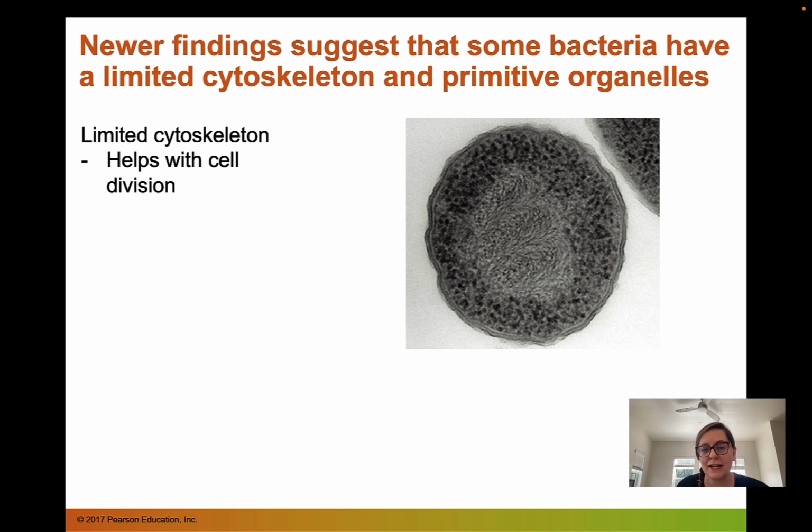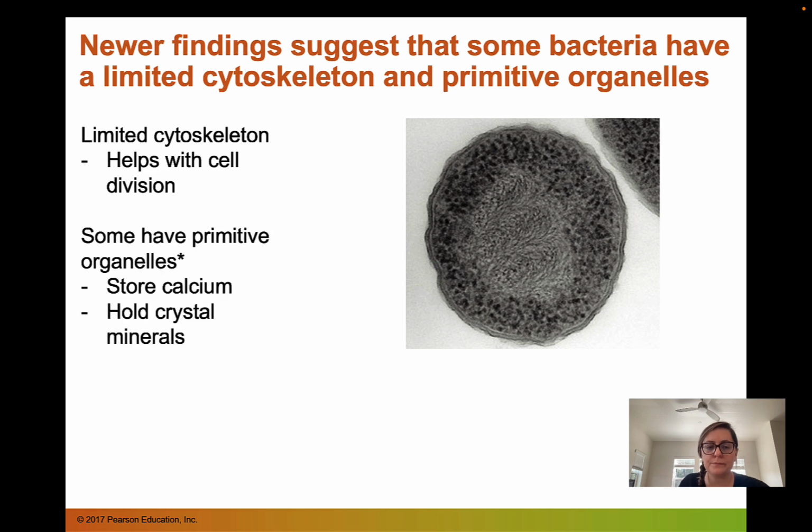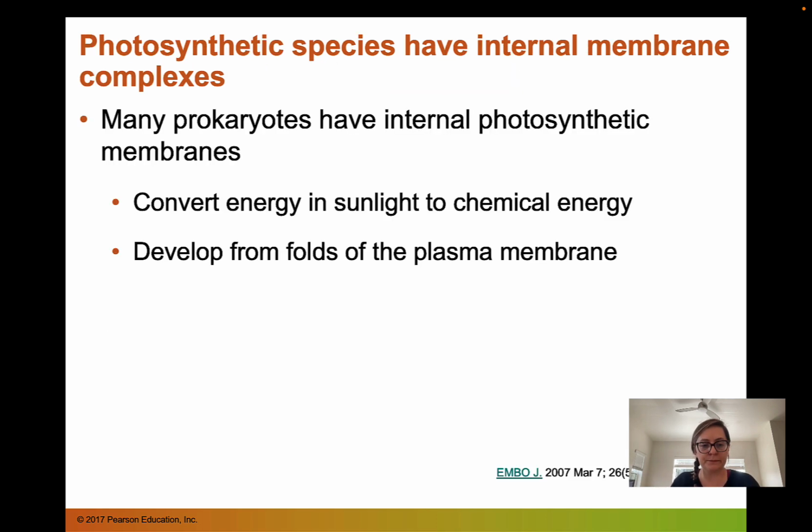So the limited cytoskeleton helps the cell divide, and we'll talk more about cell division later in the quarter. And some bacteria also have primitive organelles. What these organelles can do is store things like calcium. This is a really important ion. Some primitive organelles hold crystal minerals, and this helps create some sort of magnetic sensing system. And so the bacteria knows where to navigate.